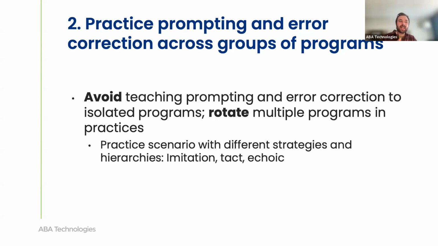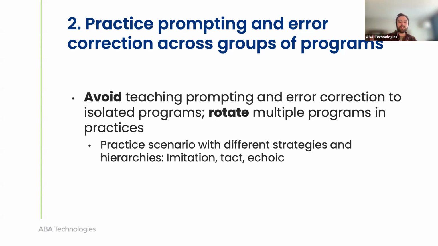So when you set up a role play, and this is true if you use role plays during competency assessments, make sure that you rotate multiple programs that are going to account for the different types of prompts across different types of programs. So don't just have a bunch of tacting programs. You saw that one example in an earlier example where there was a lot of listener responding. You want to now bring it into a scenario where they're going to rotate listener responding and some imitation and some tacting and some echoics.